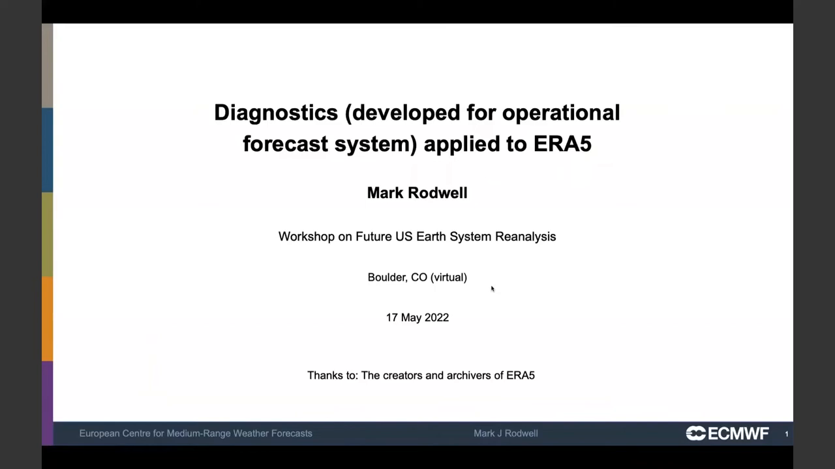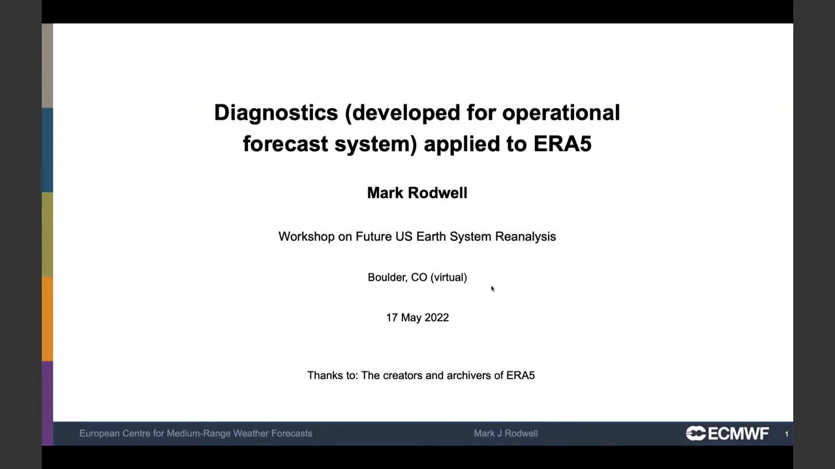I work in diagnostics at the European Centre, so mainly looking at the operational forecast system and the various experimental suites of that. But I've got a suite of diagnostics, and I've applied them to ERA 5. I think they're a useful set of extra diagnostics in addition to the ones that are done routinely by the reanalysis people themselves. So that's what I was going to show today.